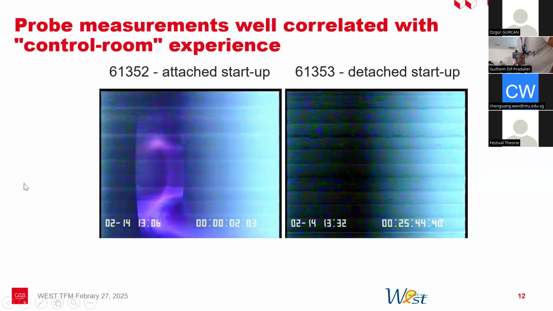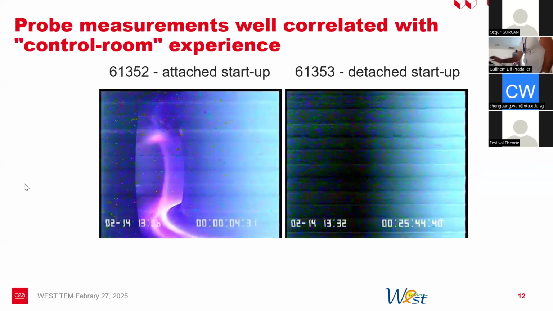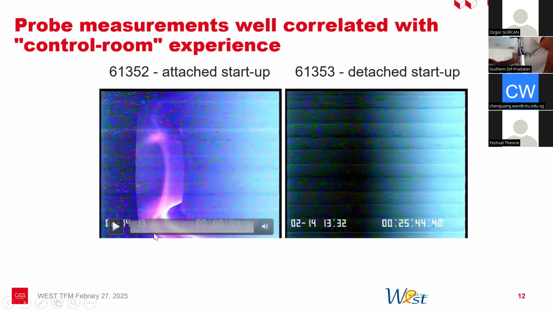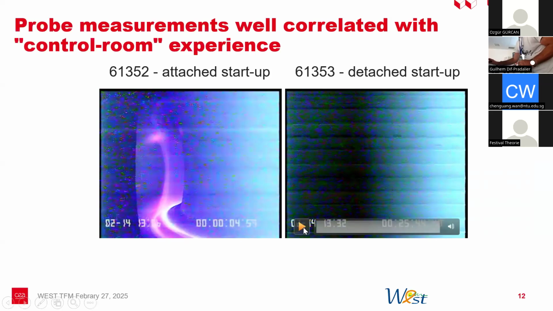So this is an attached plasma. Now I don't have my laser pointer, but I was very clever here. I actually stopped the film when I wanted it to. So you can see two bright strike regions on the divertor. This is where the plasma interaction is occurring at the high field side and the low field side strike points. And then the next film is what we call detached.